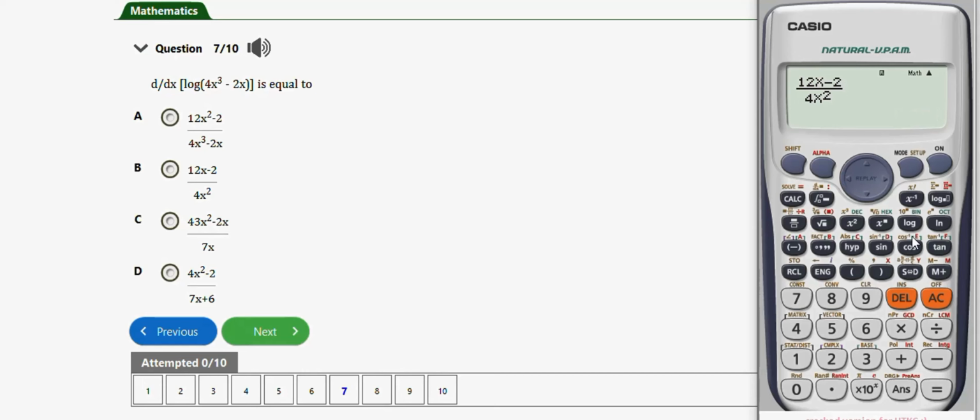For option C, we have 7x. Okay, go to the numerator. We have x. Okay, we have 43 s square. Put a square here. So that's it. We're good to go. Press equal to 12. No. So let's take option D. It has to be option D.